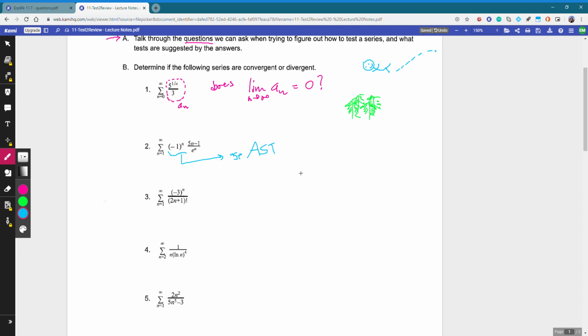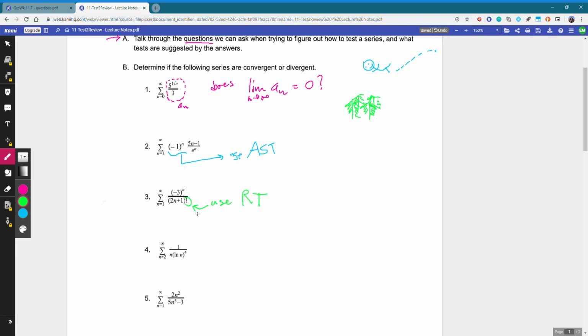For our next one, here we're looking at this series. And what immediately stands out to me for this one is the factorial. Right, factorials in general just cry out to use the ratio test. And we even have an exponential bit up top. The ratio test is going to be helpful.